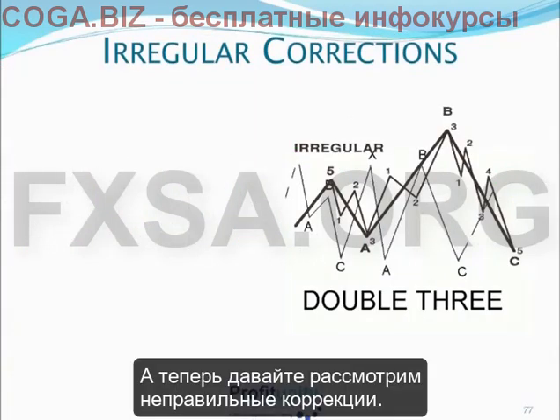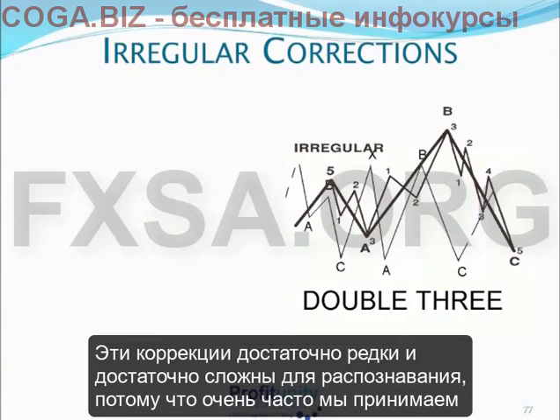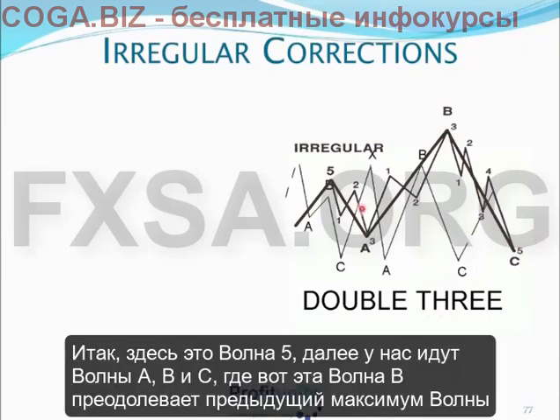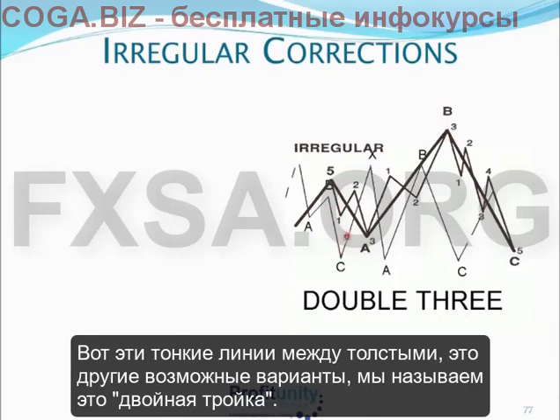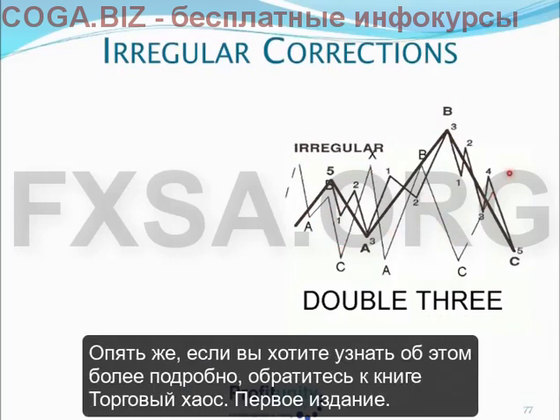Okay, now let's take a look at irregular corrections. They're a little more unusual and a little more difficult to identify because many times we think that that B wave is actually a fifth wave. So here, this is a 5, and we have an A and a B and a C, which this B wave takes out the previous high here. Now, these smaller lines in between are other possibilities, what we call that double 3. Again, if you want to get into more detail of this particular area, we want to look at Trading Chaos First Edition.